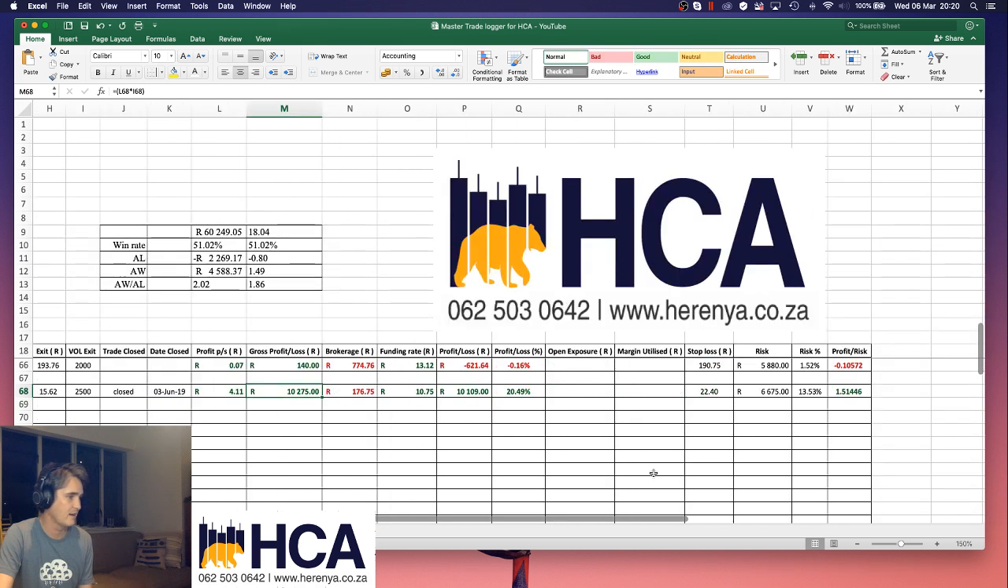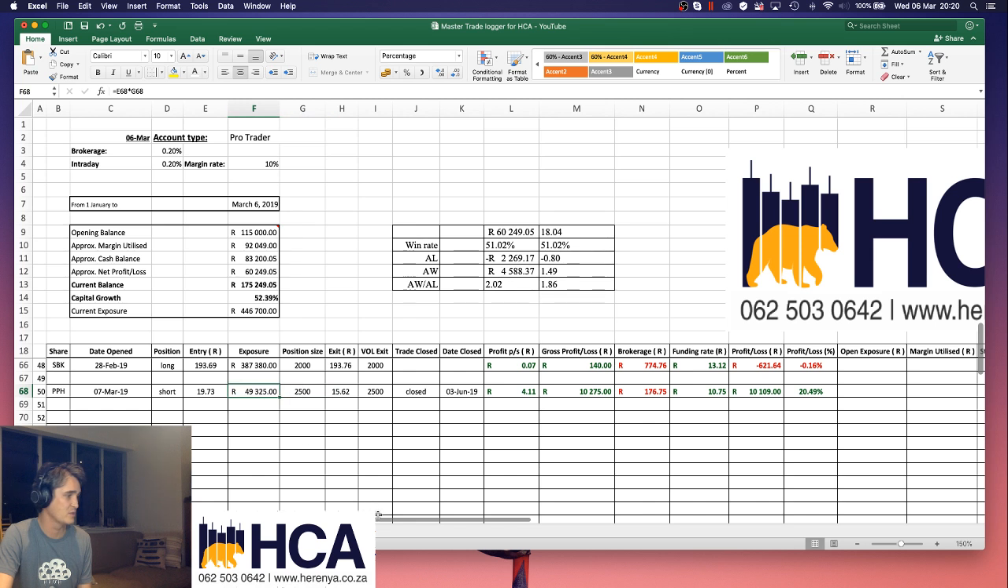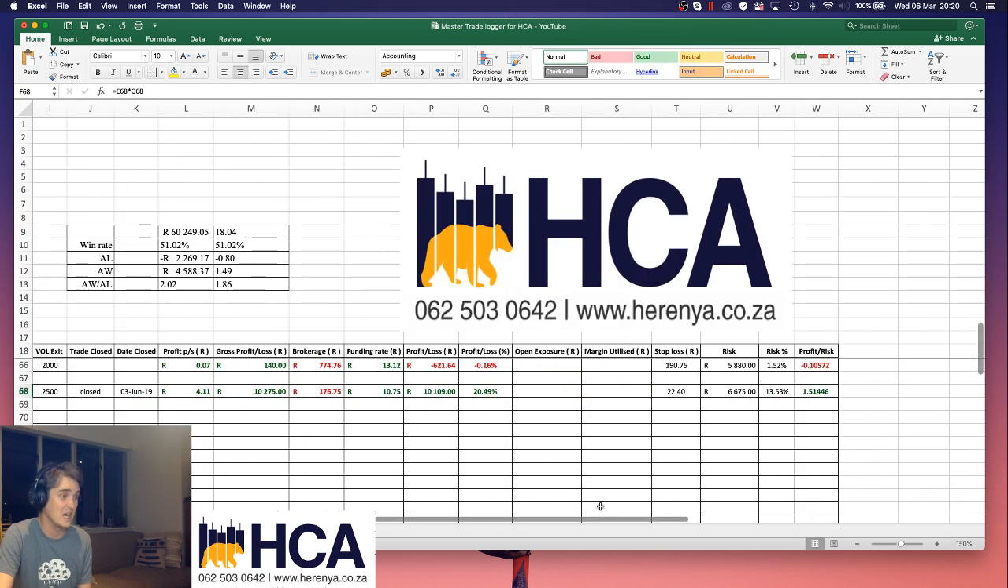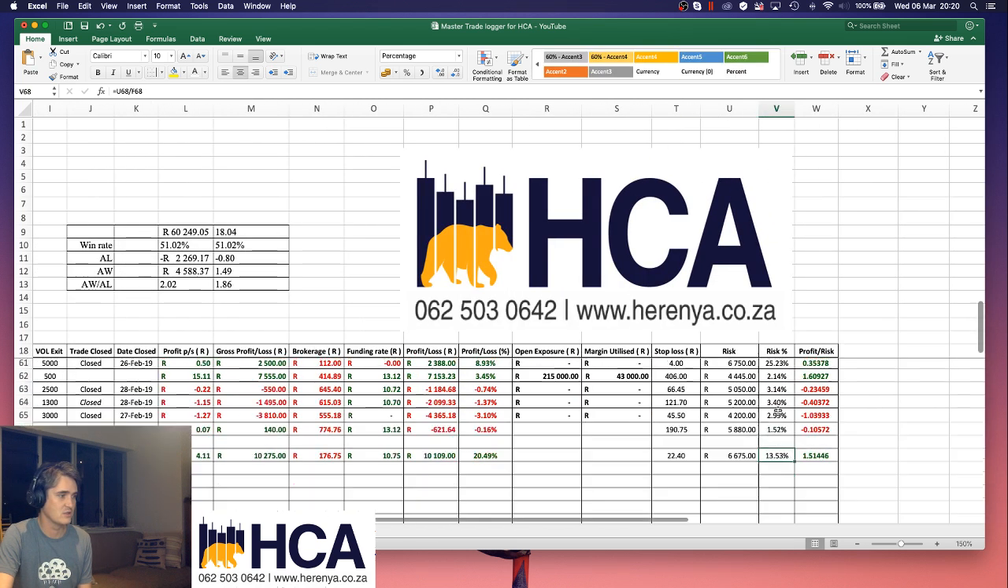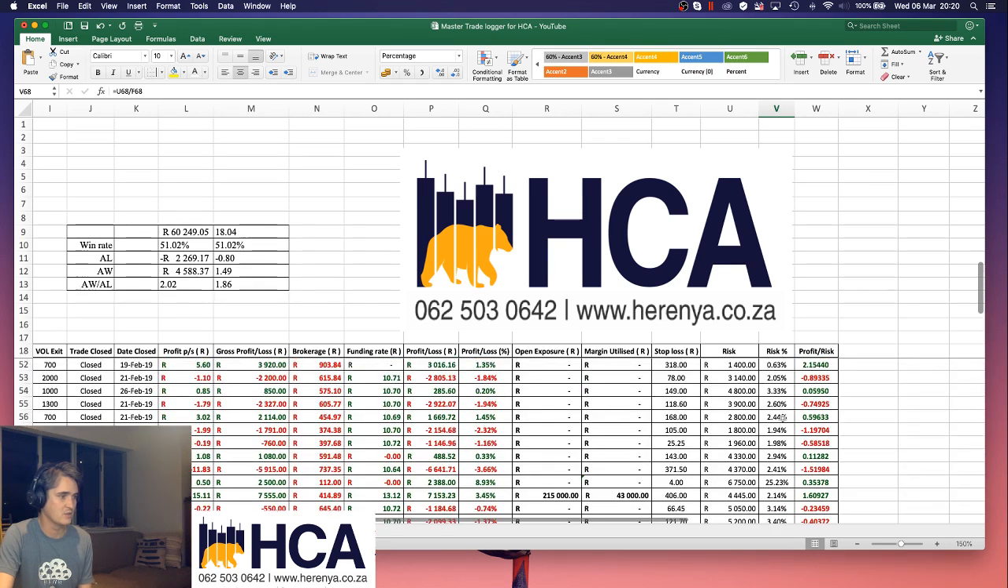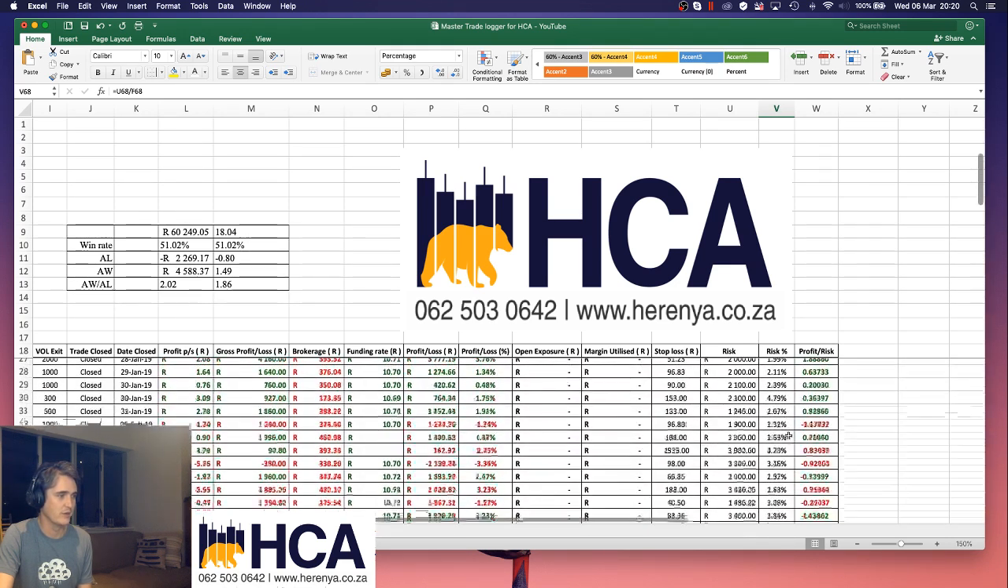You make about 10 grand, so you make 1.5 times the amount of risk you took, because you take 6.5 grand risk, which is 13% of your total exposure, which is actually really high. So this percentage risk is too high. You can see here that it should be sort of 2, 3, 1, 1.5, 2, whatever.